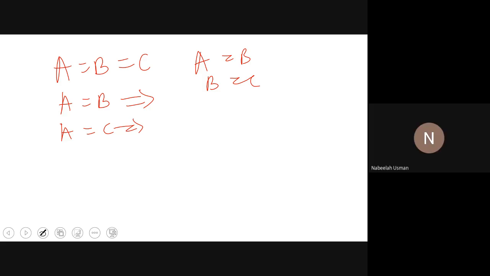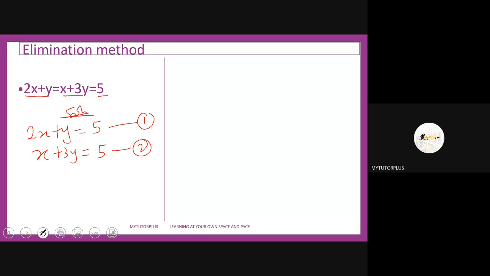Now, let us apply it here. If you look at it, this one represents A, this represents B, and this represents C. So if I want to solve the equation, my step is going to be, from the equation I've been given above, 2x plus y equals the last number, which is 5. Call this one equation 1. Did you get? Then you pick the one at the middle too. That's going to be x plus 3y equals 5. Call this one equation 2.